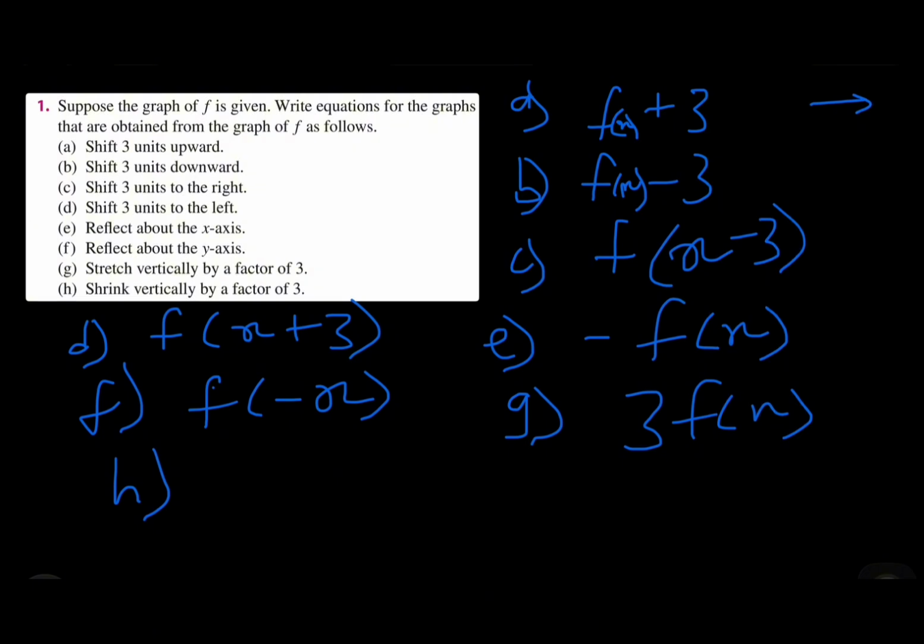And if there is a vertical shrink by a factor of 3, you are going to get 1 over 3 multiplying f of x. A shrink is a decrease in its size, so you use 1/3 of the function f of x. And this is how you do questions like this. Let's look at the next series of questions.